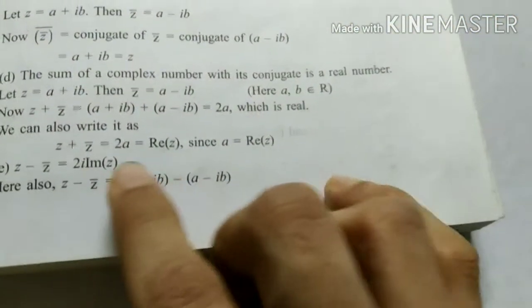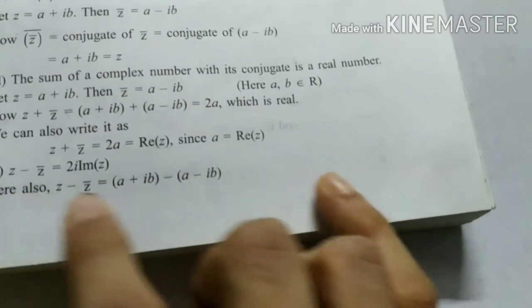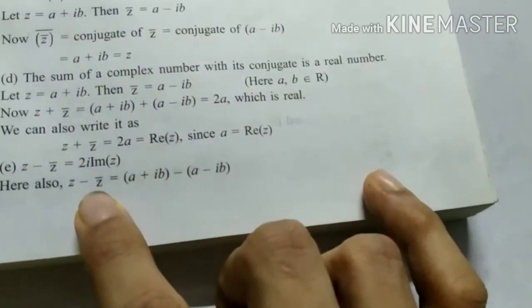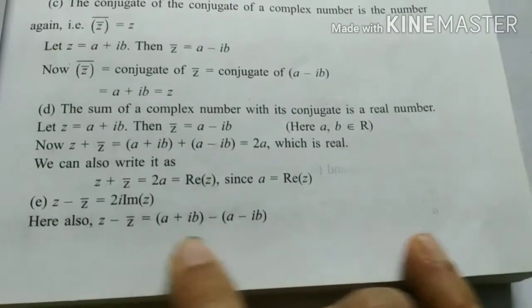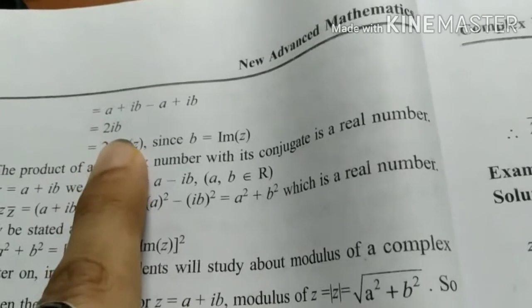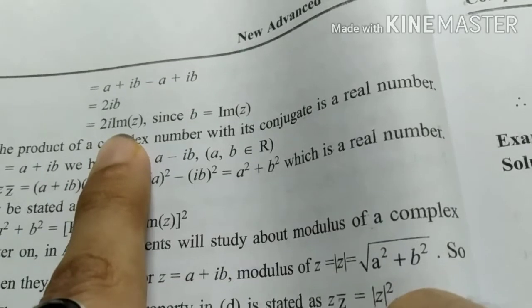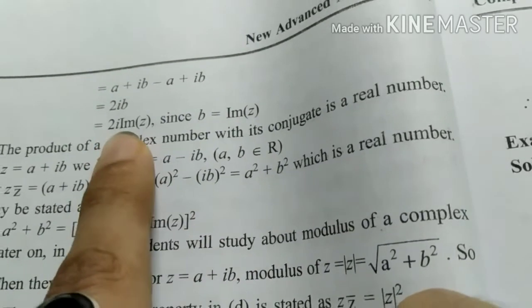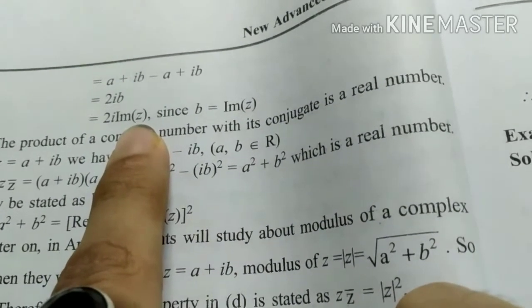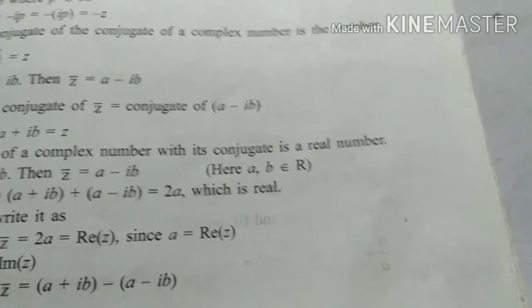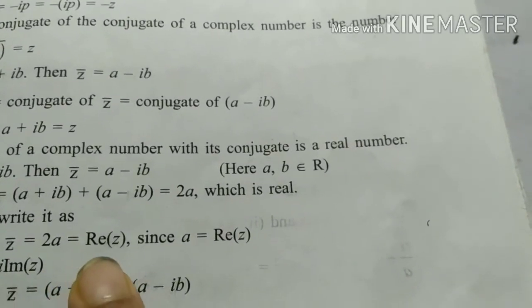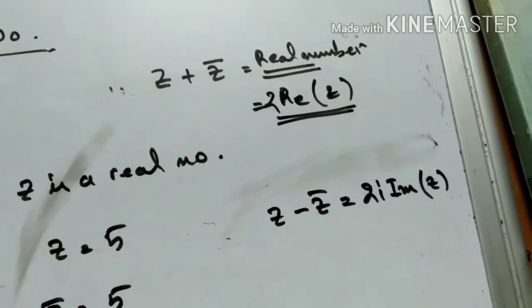So if Z is equals to A plus IB, then Z conjugate will be A minus IB, and Z minus Z bar, if you solve it, you will get 2IB. So 2I Im Z, that means 2I, and you will get the imaginary part of Z. In here, actually, instead of writing 2A is equals to Re Z, they should have written here twice Re Z.